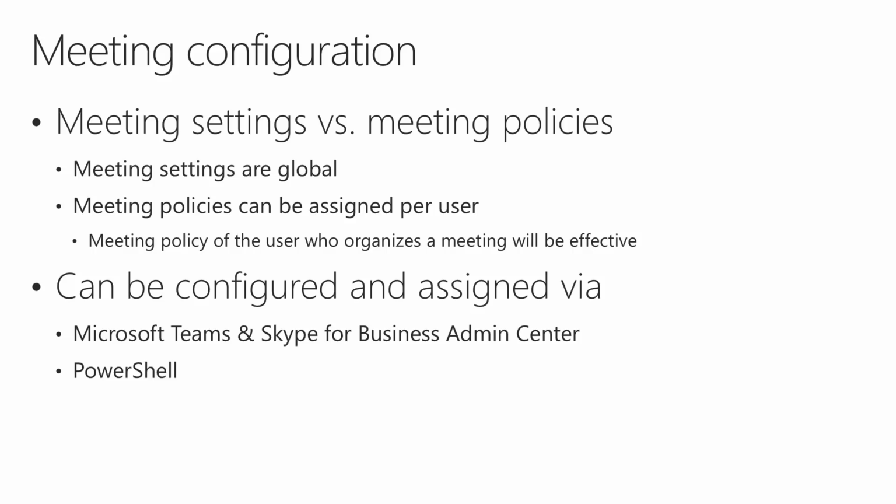It's always the meeting organizer's meeting policy that will be applied to a meeting. So if the meeting organizer has certain rights, then all attendees will be able to use the same features and functionality. Meeting configuration policies can be configured in the Microsoft Teams and Skype for Business Admin Center. You can use the UI there, or you can configure all of that and assign it via PowerShell.